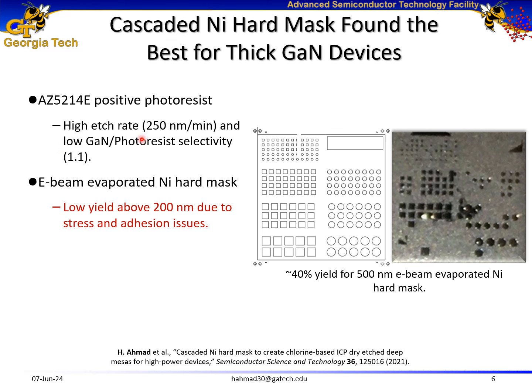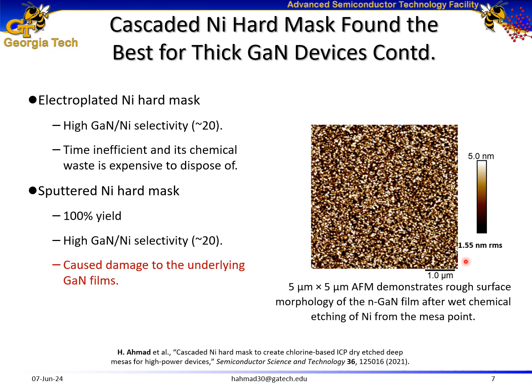The first one is positive photoresist, but I found its gallium nitride to mask selectivity to be very low, not suitable for our case. Then I studied E-beam evaporated nickel hard mask, but its yield was approximately 40%. Once again, not suitable for our study. Later, I performed a study on electroplated nickel hard mask. Its selectivity was high, but it is time inefficient, and also its chemical waste is expensive to dispose of. Later, I studied sputtered nickel hard mask. Its yield was 100%, and its selectivity was high, but it caused damage to the underlying gallium nitride films.